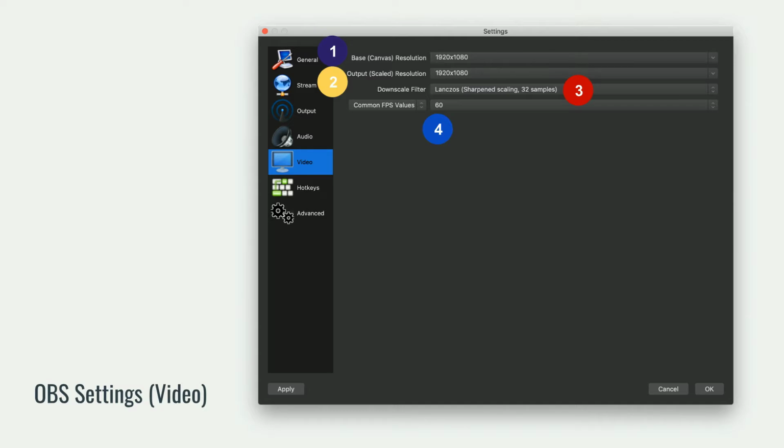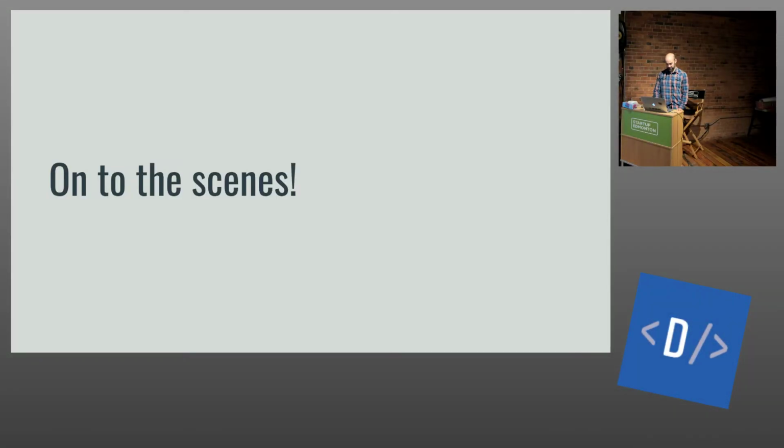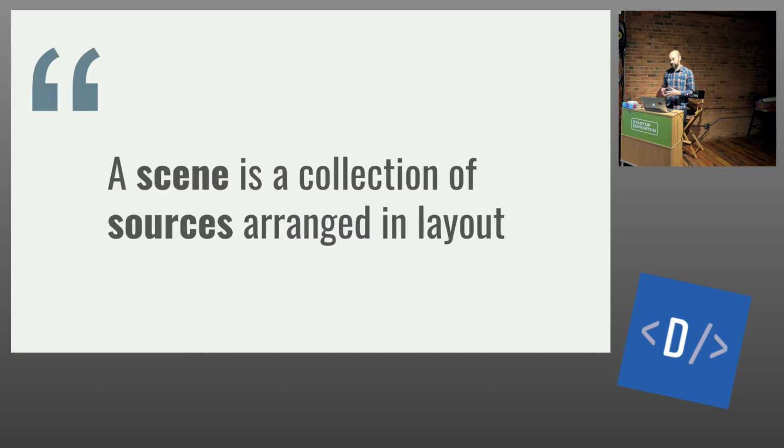So hopefully once you've got those set up, you won't be playing with that too much. The stuff that you're really going to be in is the scenes. So what is a scene? A scene in OBS is basically a collection of sources, and those sources are arranged in a layout. You'll see in OBS that down at the bottom left, you have a list of scenes. You can have as many as you want. I usually, on a normal project, have maybe 4 to 6, depending.